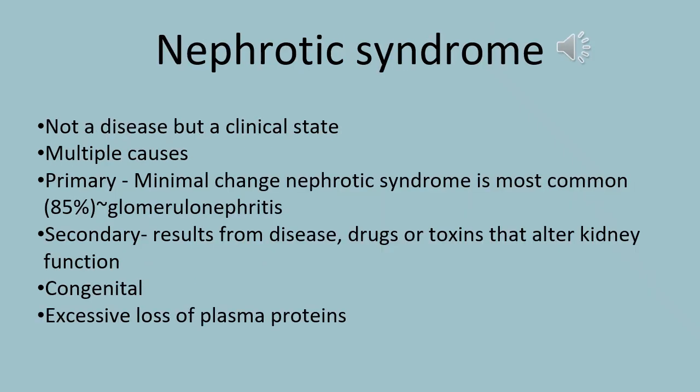Nephrotic syndrome is not a disease, rather it is a clinical state or a process of symptoms that causes alteration in kidney function secondary to increased permeability of plasma proteins that results in excessive proteinuria. Nephrotic syndrome can have many causes. It can be due to congenital defects, or it can be caused by drugs, toxins, or some kind of systemic disease. 85% of children with nephrotic syndrome have a primary disease called minimal change nephrotic syndrome, or MCNS.